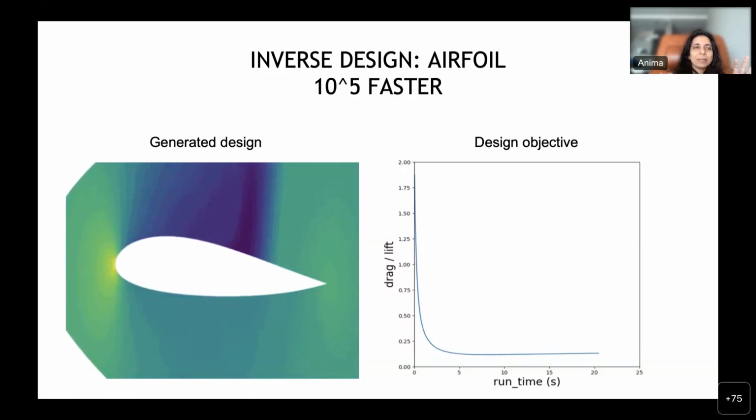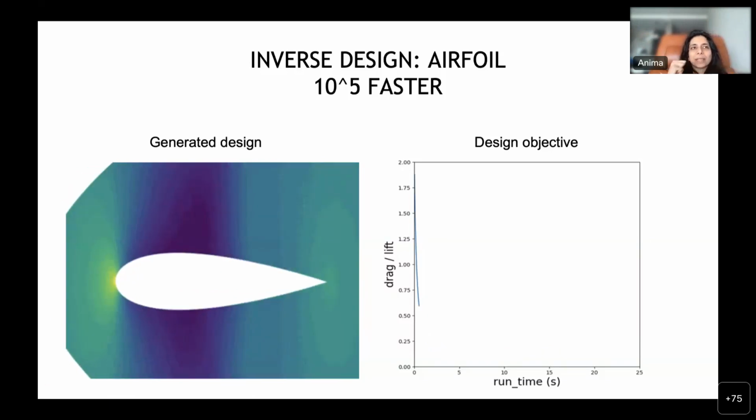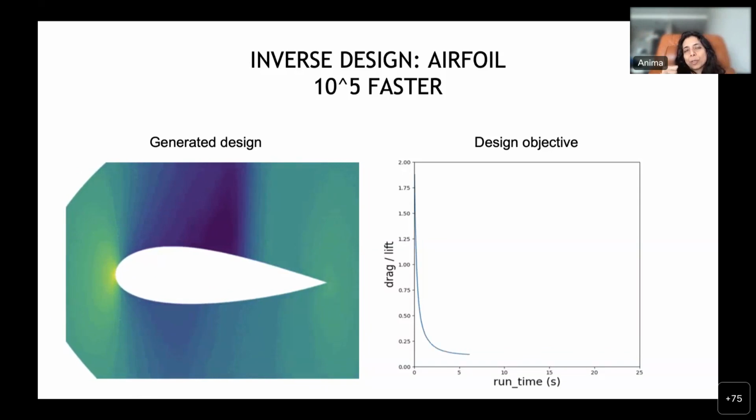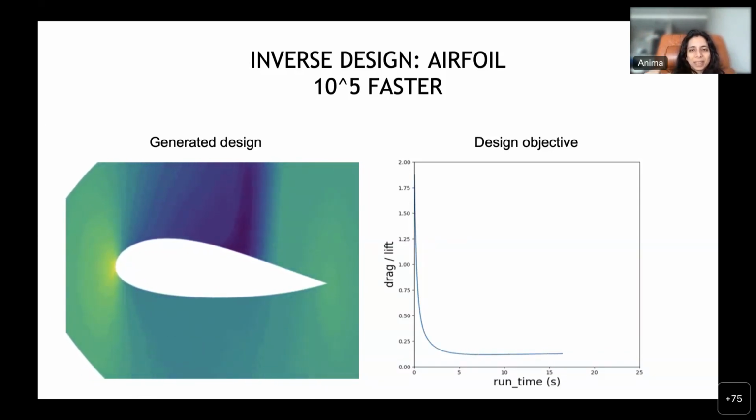And then we can directly do the inverse problem. So the key is you don't need to know the optimal design when you're doing the training of the neural operator. And you can do the inverse and come up with the optimal design.